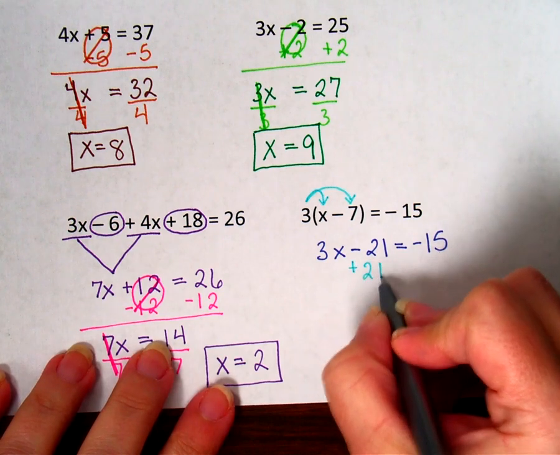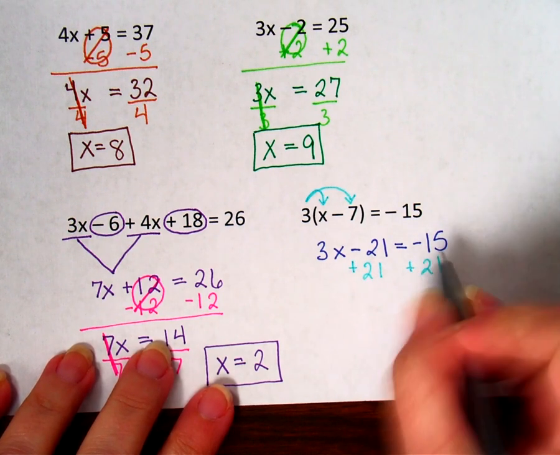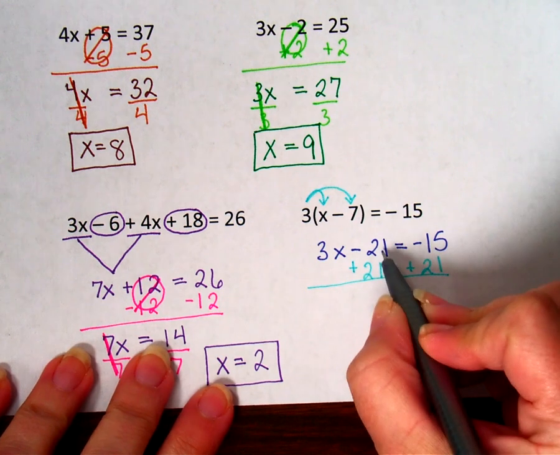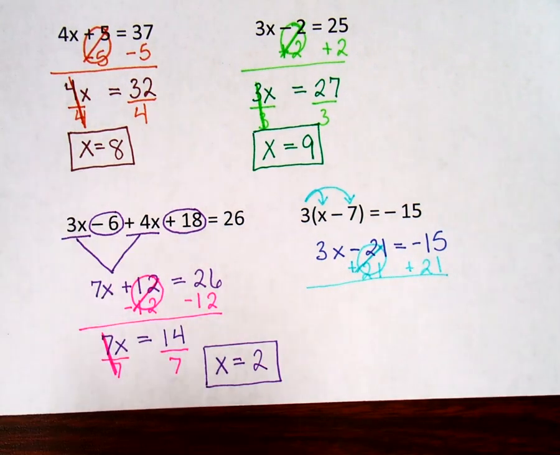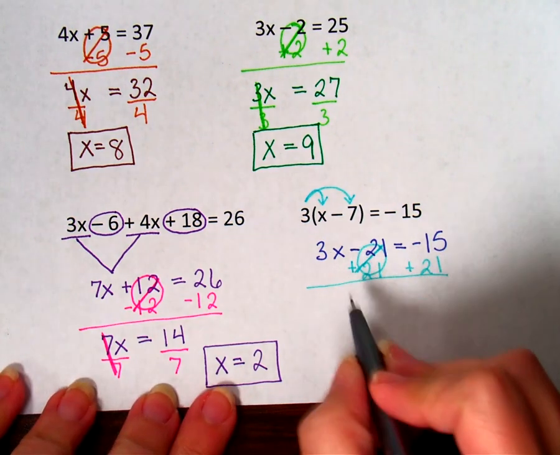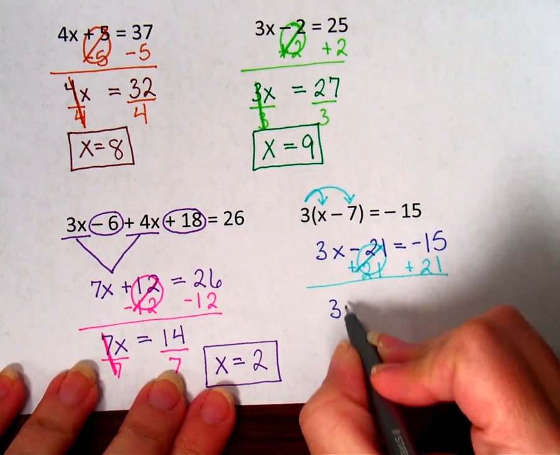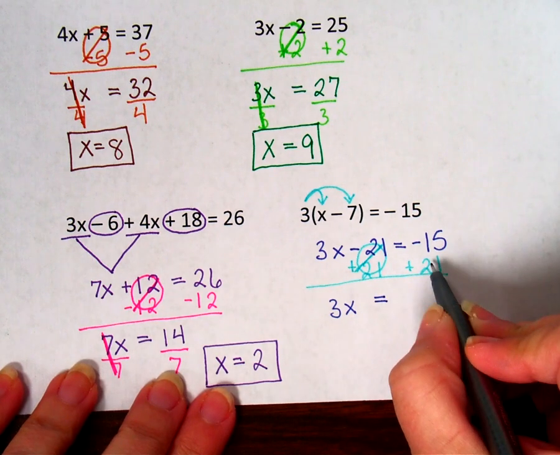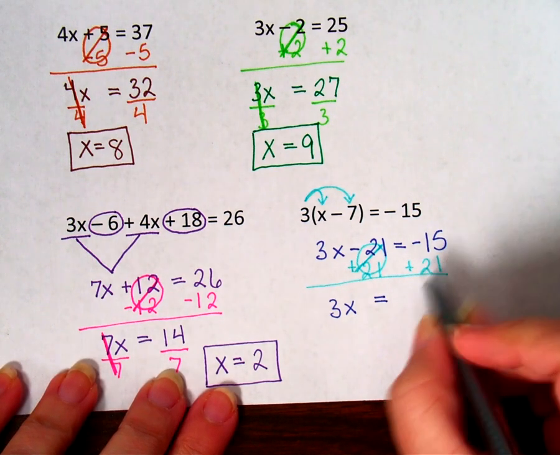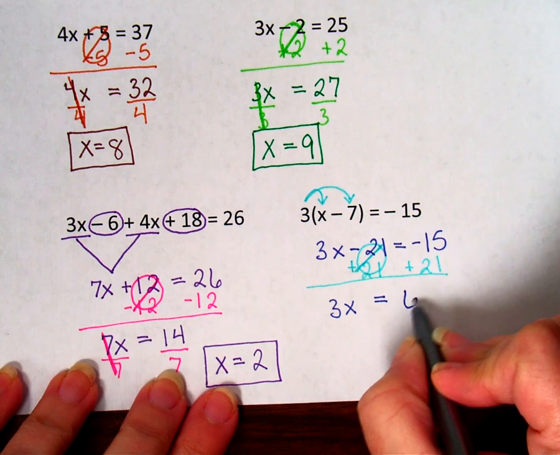So I'm going to add the 21. Remember, this becomes a plus 0. Minus 21 plus 21 is a plus 0. We break even. 3x plus 0, but I don't have to write that, equals a negative 15 plus 21 becomes a positive 6.